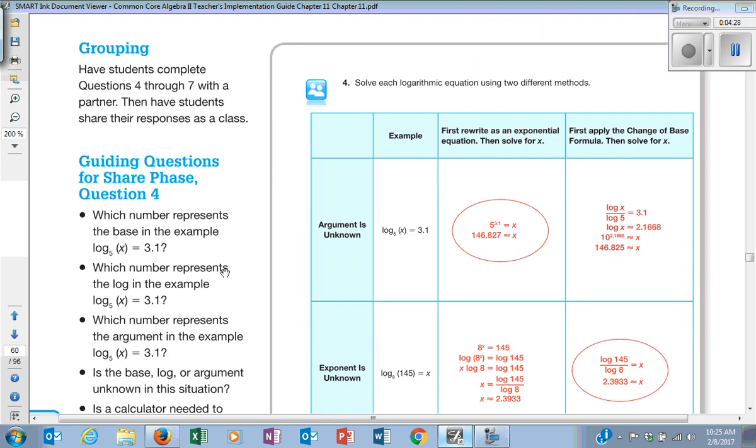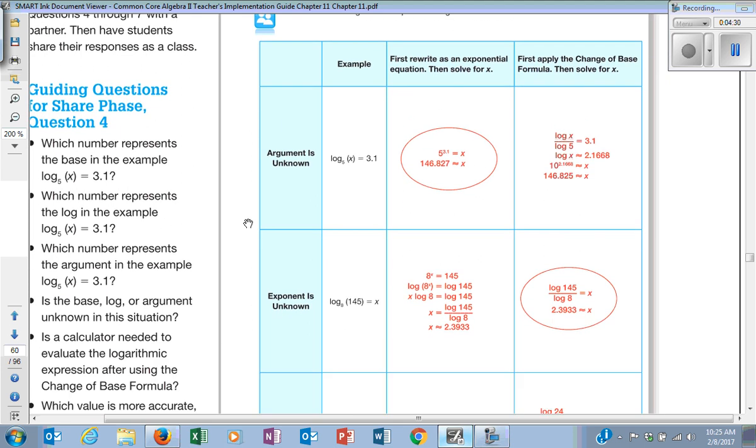Alright, so here's some of the stuff that we've talked about so far. If you have your unknown for your argument, that means your unknown is right here. This is the way that you could solve it. This means that 5 to the 3.1 power equals x, which is what they set up right here, and then you can just put that in a calculator and get your answer. You could do the change of base formula, because what they did right here is they said, hey, this is my B, this is my C.